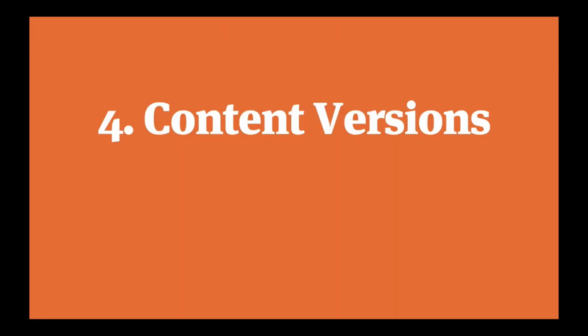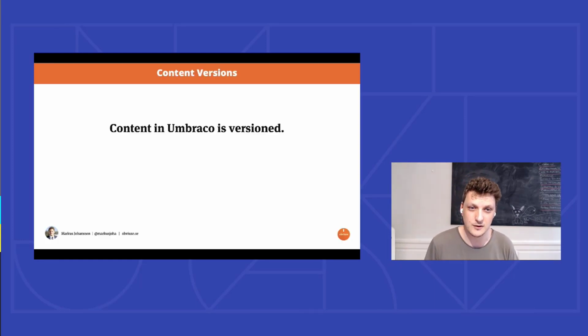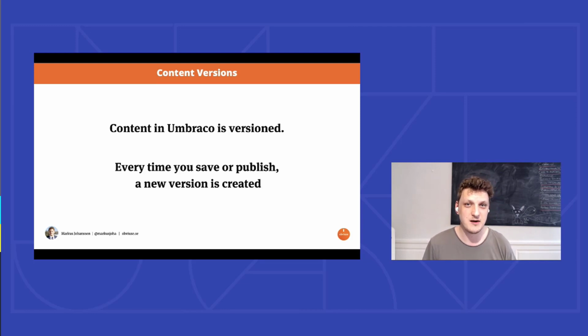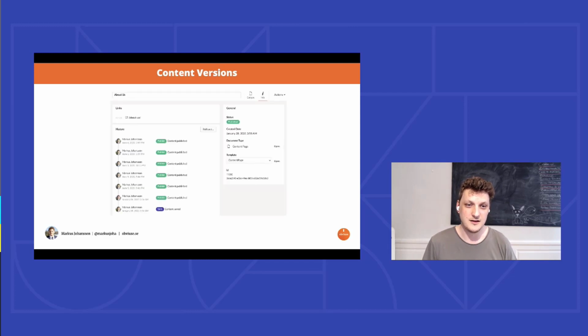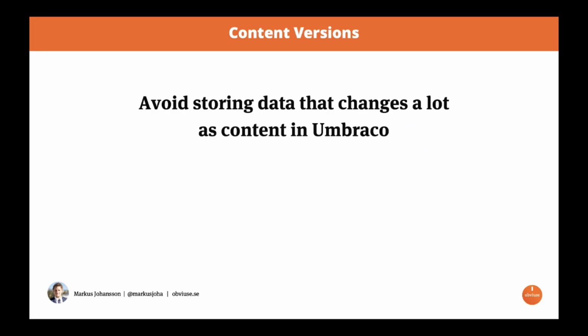The next thing that I want to put some awareness around is content versions. So all content in Umbraco is versioned. Every time you save and publish something in Umbraco, a version is created. And you can see that if you go to the info tab, there's versions, and you can also roll back to previous versions of the content, which is a really convenient feature. And it took me years to realize that this was the case.